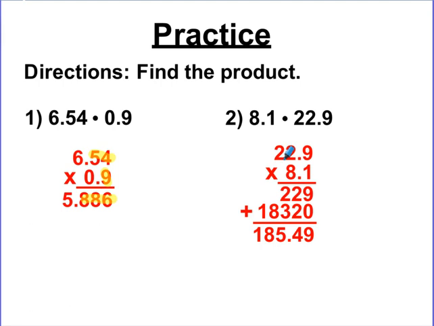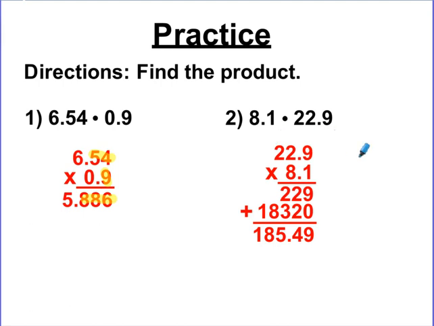For the second problem, I actually flipped my numbers around because this is a personal preference. I like having the number that has more digits on top. So this has 3 digits here, this has 2 digits. That's just how I like it. It looks right to me that way. So you don't have to write it this way. You could have written it the other way around.